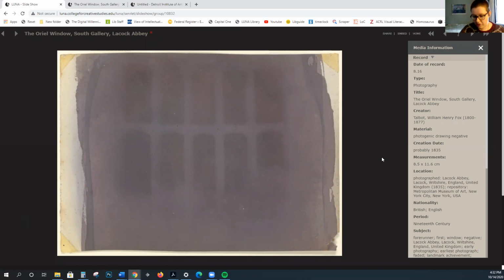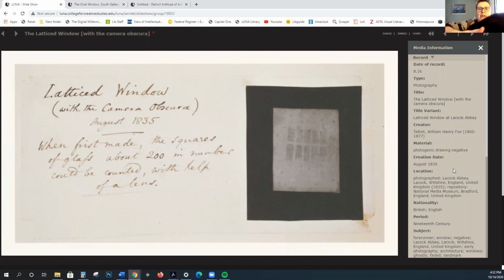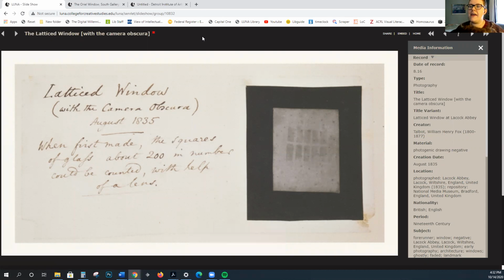What we're going to look at is why and how it interacts with art. So this is an 1835 image, used camera obscura, and you can see that it is in fact very faded. Sorry about that.